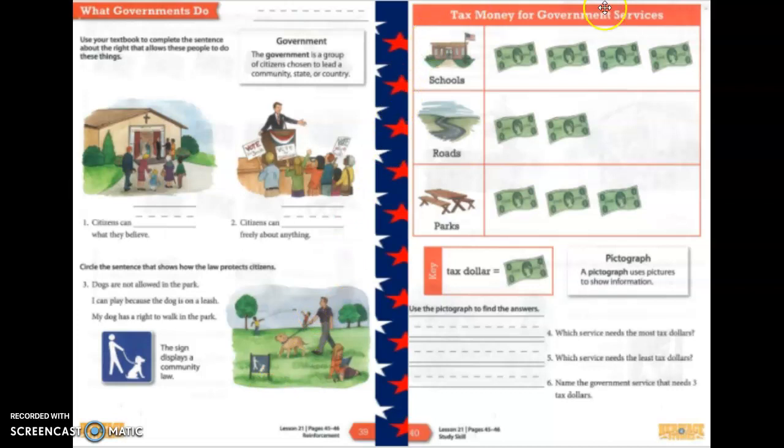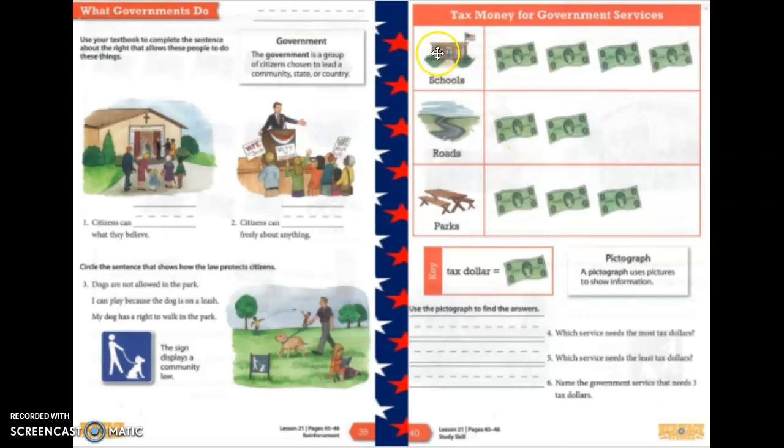The back, you will see this is called a pictograph. Now we're going to learn more about pictographs in math, and I know you learned about them last year. So what a pictograph is, if you look at the box here, it says a pictograph uses pictures to show information. And here's a key. It's letting you know what $1 bill picture equals, and it will equal tax dollar.